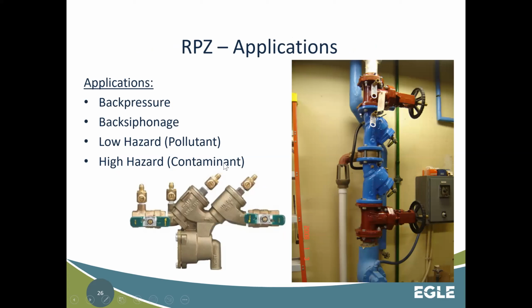Okay, so RPZs, the reason I said they were the gold standard is because they are for back pressure, they are for backsiphonage, they are for low hazard, and they are also for high hazard. Okay, these things are very costly though. RPZs are very close to $1,000 an inch for application. Meaning by the time you buy the device or assembly and then you have it installed, it is very near $1,000 an inch right now in the industry. I know it's not quite that expensive, but it's getting there.